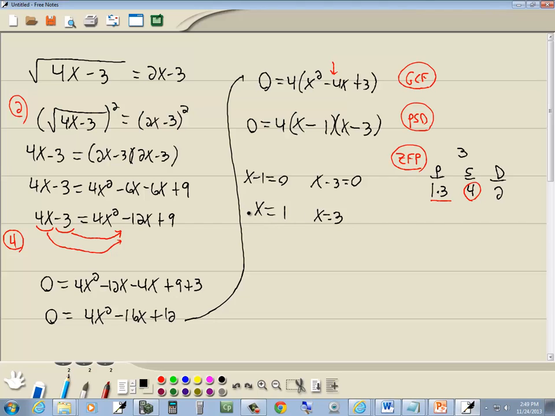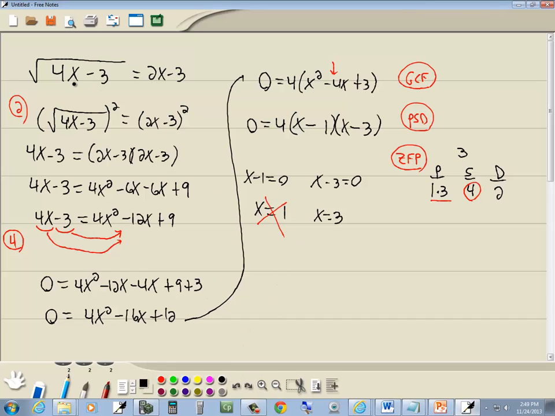Remember, step 5, we have to check our answers. So let's put 1 back in. 4 times 1 is 4, minus 3 is 1. Square root of 1 is 1, so this side would be 1. If I put 1 in here, 2 times 1 is 2, minus 3 is negative 1. So I'd have 1 equals negative 1, so that doesn't check.